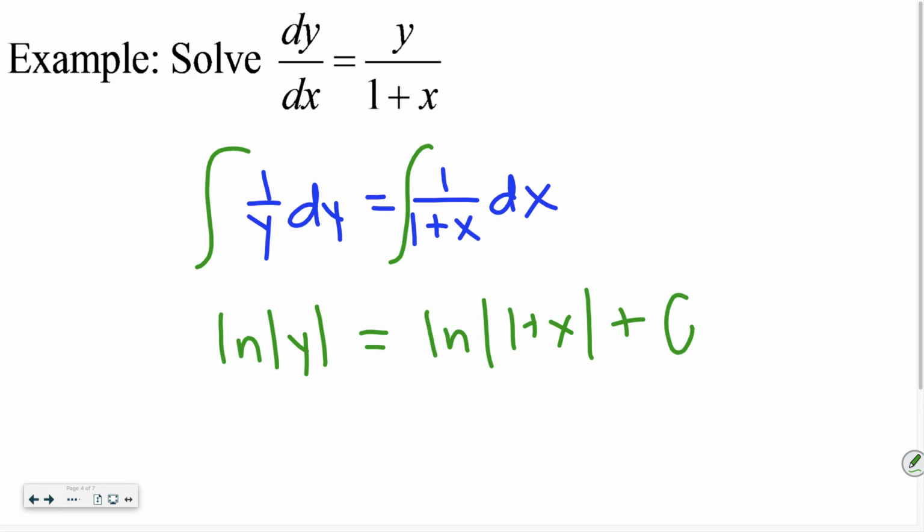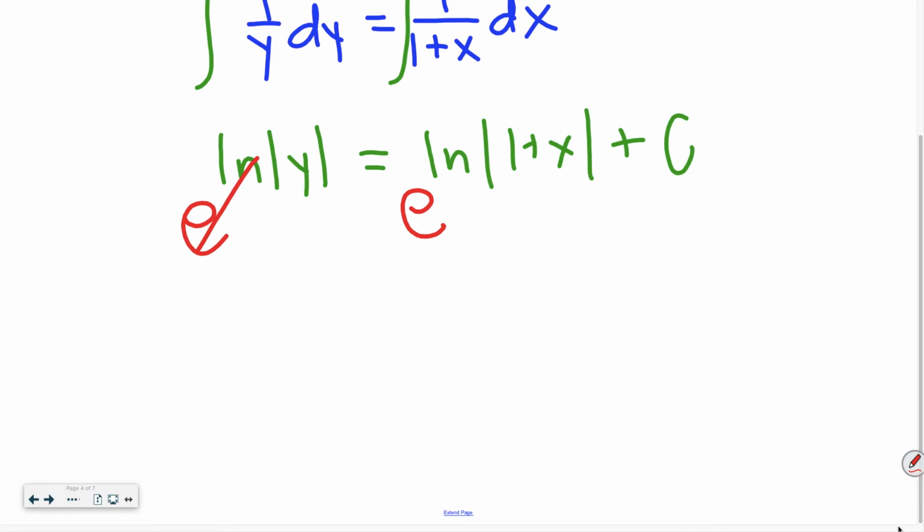Now we need to solve for y. What function helps us solve for a variable inside of a logarithm? e. e is our helper in this case. So if I take both sides as a power to e, well, these cancel. These don't cancel quite yet because of this plus c.